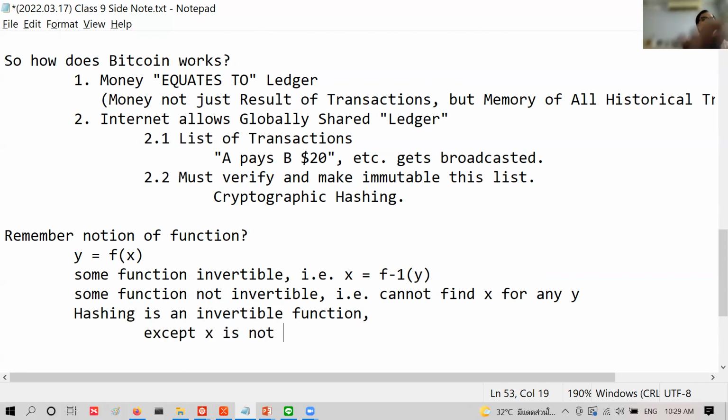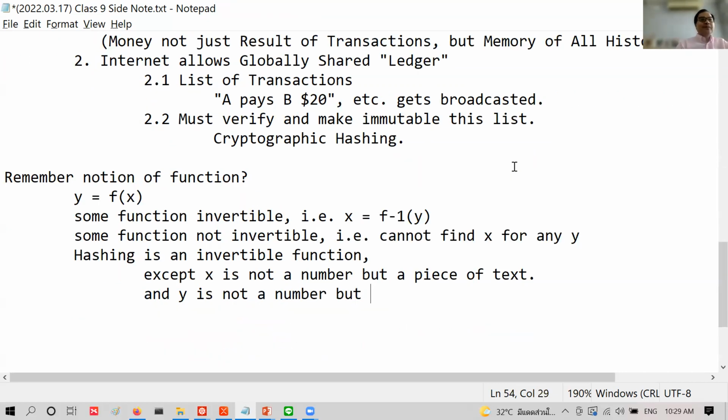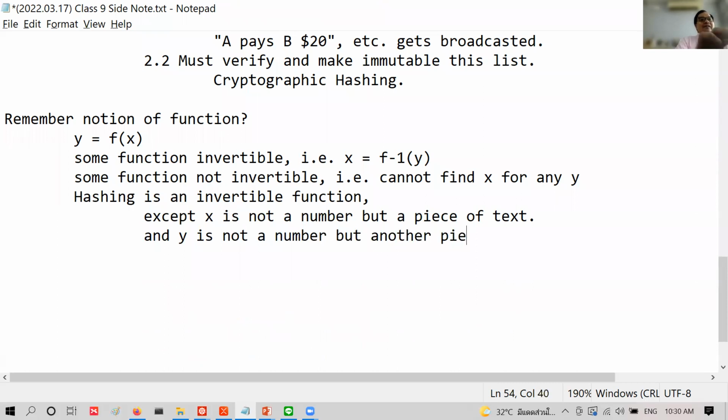x is not a number, but a piece of text, and y is not a number, but another piece, 256. I'm just going to write this word. It doesn't have to be, but it's some number. I'll show you how it works. Let's take a piece of text.